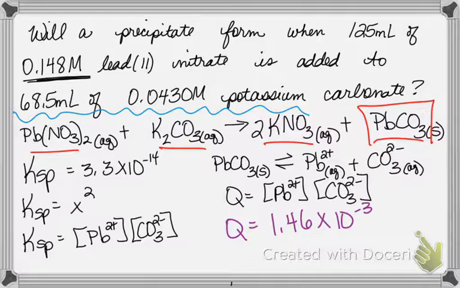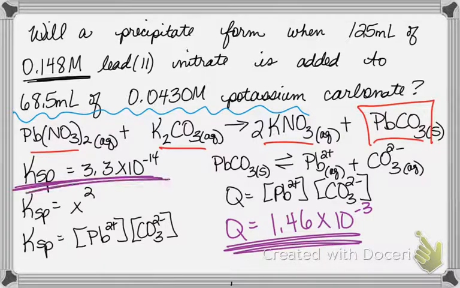Compare the Q to the KSP, and obviously the Q is much larger. 10 to the minus 3 is much larger than 10 to the minus 14. So since the Q is so much larger than the KSP, a precipitate will form. So the answer is yes. Will a precipitate form? Yes.